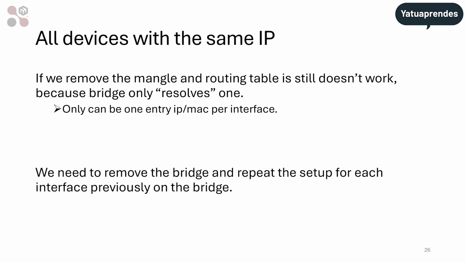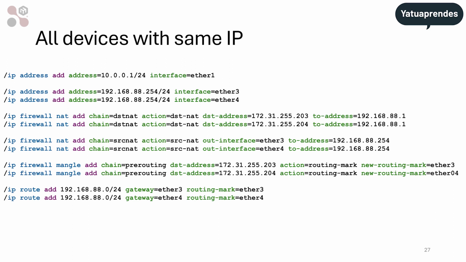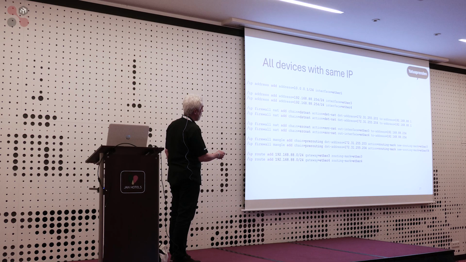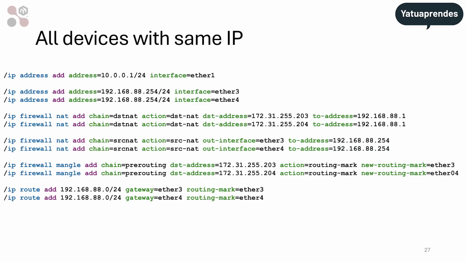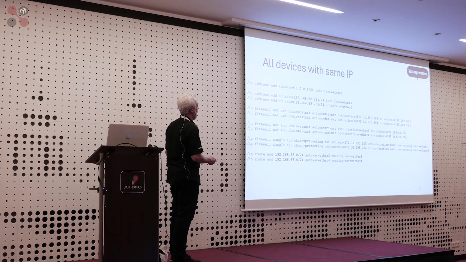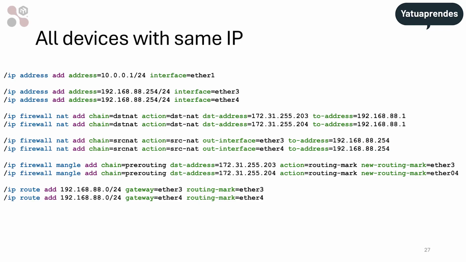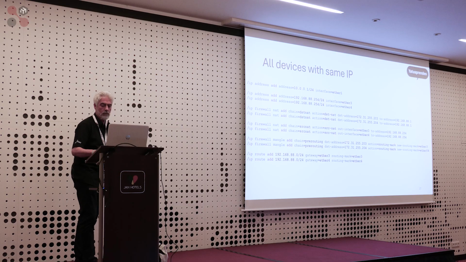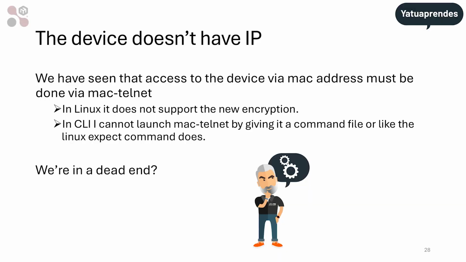Then we need to remove all the interfaces from the bridge. We have to set up the same network on the interfaces to achieve our goal. Then we have to make a destination NAT for the port translation, also a source NAT for the port IP translation, and the routing tables to direct to the interface we are going to address.